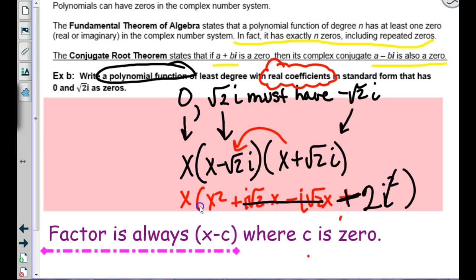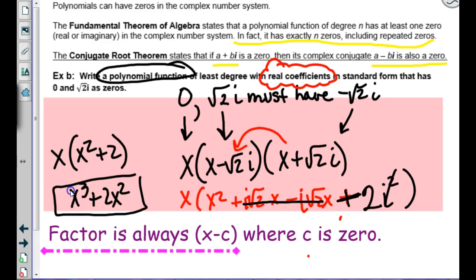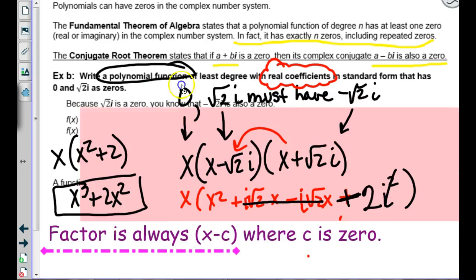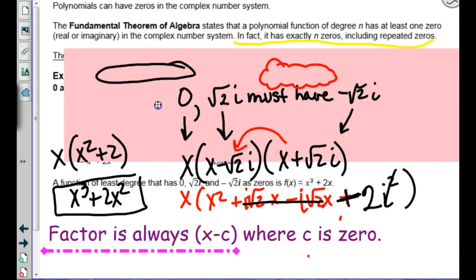All right, I had an x out front, and now all I have in here is an x squared plus 2. So if you wanted to finish foiling it out, you'd end up with this as your polynomial. Is that what's on your paper under this disaster? Okay.